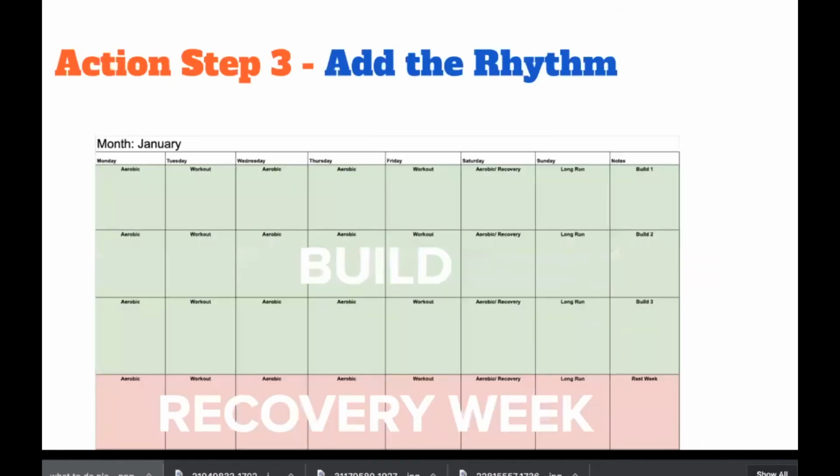So action step number 3 here is looking at that 3 weeks of build, 1 week of recovery. This is really how it looks. If you're handwriting this in an Excel sheet, I think this is one of the best ways to look at it. You have your weekly rhythm of aerobic, workout, aerobic, workout, recovery, long run. And then it's build 1, build 2, build 3 as we go down in green blocks. And then you enter a recovery week.